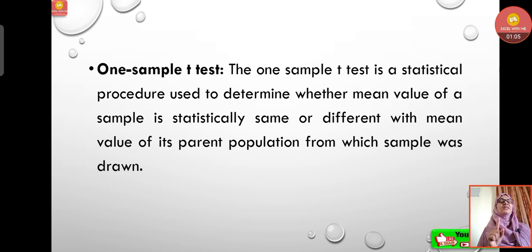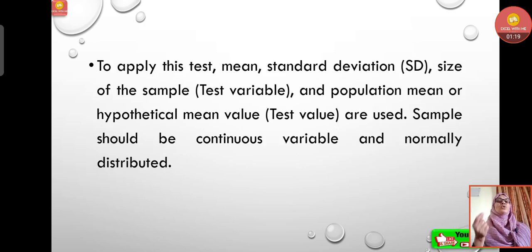Now, the one sample t-test is a statistical procedure used to determine whether the mean value of a sample is statistically the same or different from the mean value of its parent population from which the sample was drawn. To apply this test, the mean, standard deviation, size of the sample, that is the test variable, and the population mean or hypothetical mean value, that is the test value, are used. The sample should be a continuous variable and normally distributed.